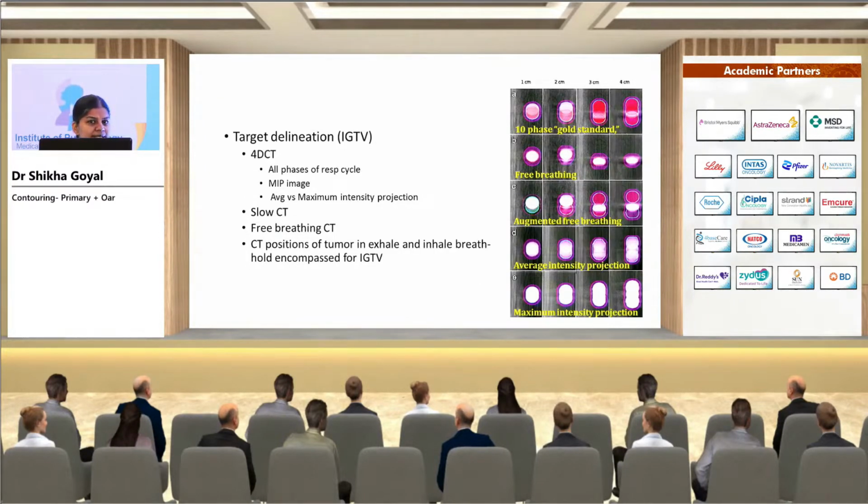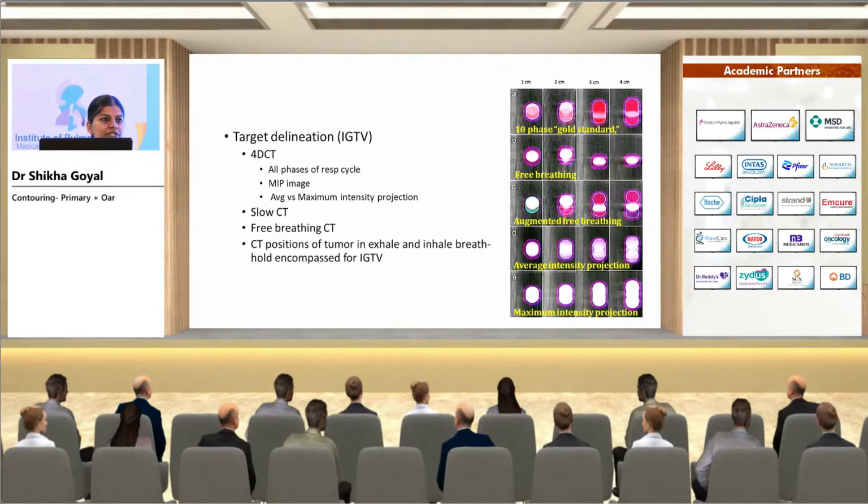Once the tumor size changes, on the right-hand panel, we can see that the IGTV volume also increases. So if you're using MIP projections or multiple phased scans in target delineation, we have to take into account that we'll be treating more and more normal tissue as we use the IGTV concept when we're using MIP projections.